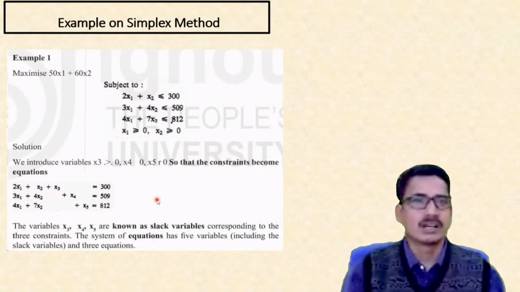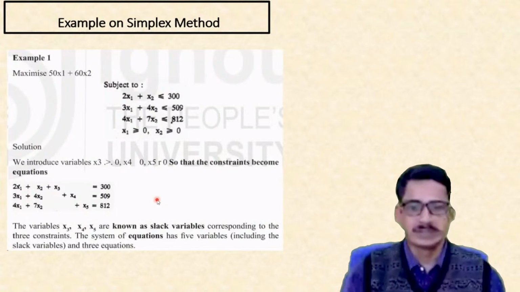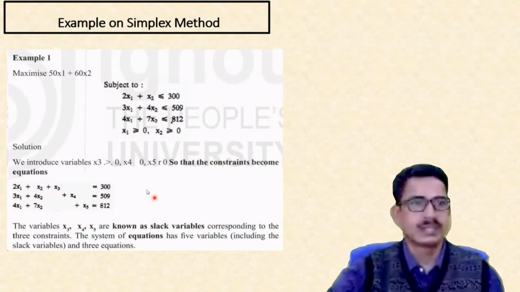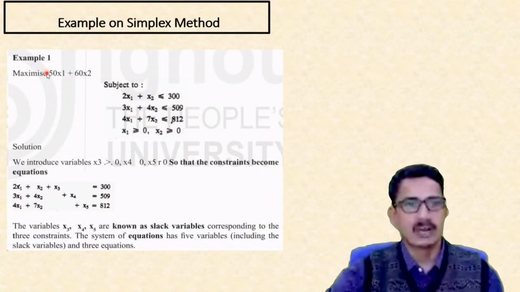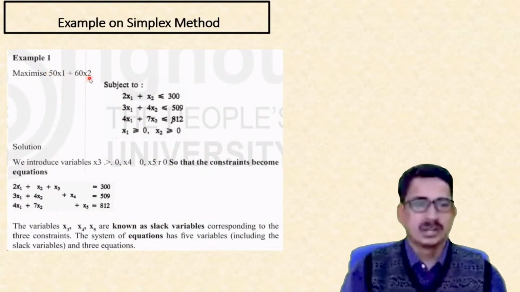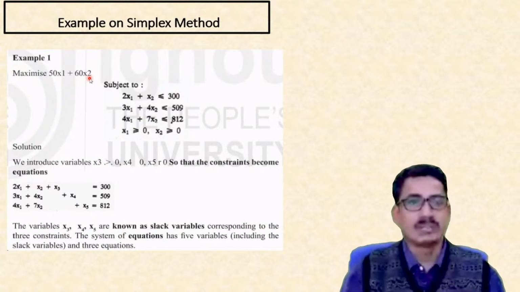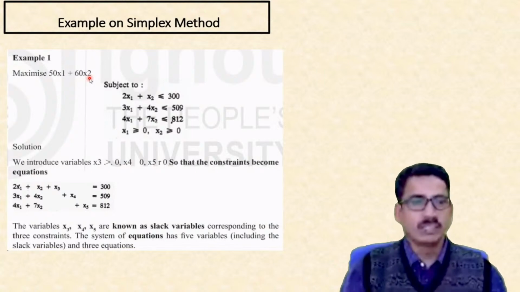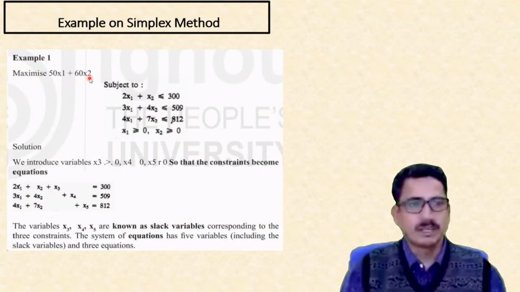Here, let us see how the simplex method is adapted. The question given is maximize z, perhaps z is not there, but you can understand it. Maximize z is equal to 50x1 plus 60x2. I have told you how to formulate LPP. By the formulation of LPP, the objective function is max z is equal to this much.